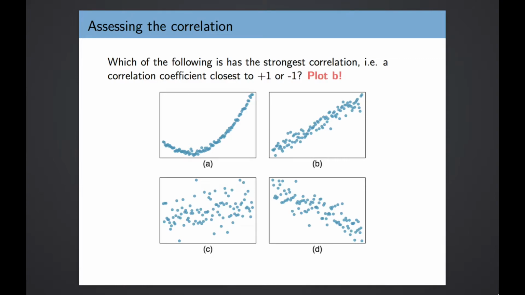So the plot that has the strongest correlation is actually plot B. You can see that the relationship between those two variables in plot B is really strongly linear, and those points are really clustered together around that positive sloping line. So plot B has the strongest correlation.